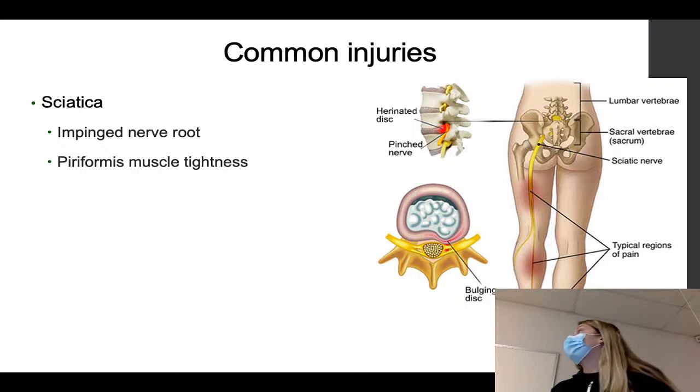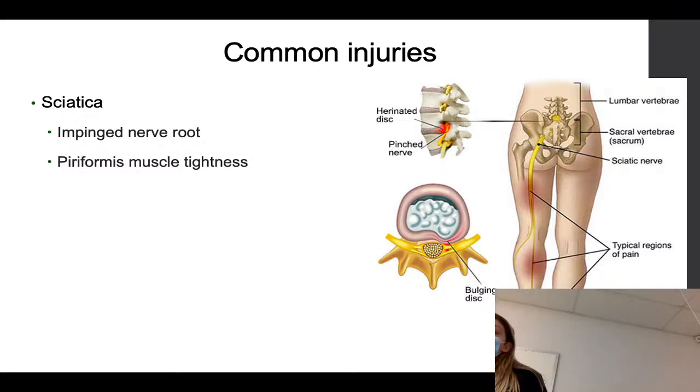So then we're going to have sciatica. This can be from an impinged nerve root or from piriformis muscle tightness. Has anyone ever had sciatica before, where you have nerve pain shoot down the back of your leg and go into your foot? You guys are relatively healthy.